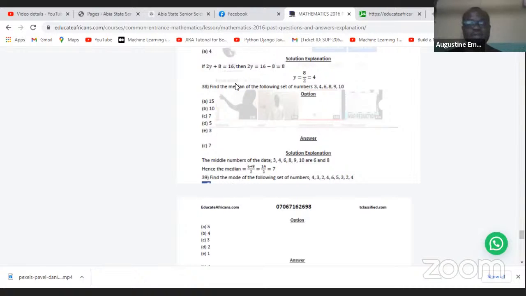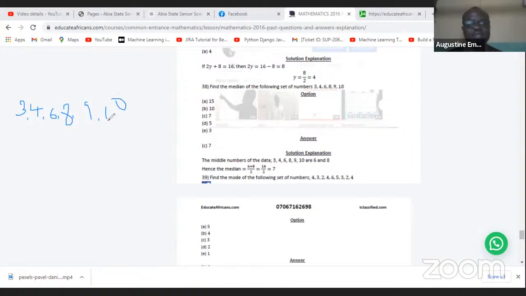Oh, that is the mean that I'm calculating, but we are told to find the median. So let's get the median. Our median is simply the middle number. So the numbers are 3, 4, 6, 8, 9, and 10.